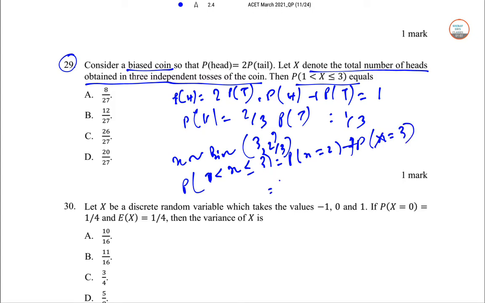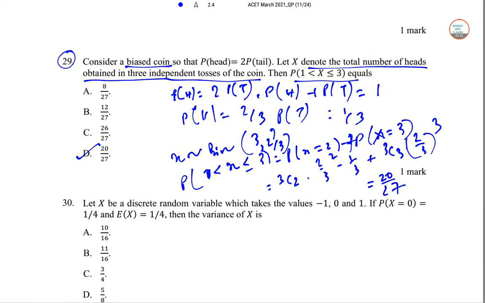So in the binomial we put 3C2 into (2/3) whole square into 1/3, and 3C3 into (2/3) whole cube. So adding all of them, we get 20/27. So the answer is D, correct.